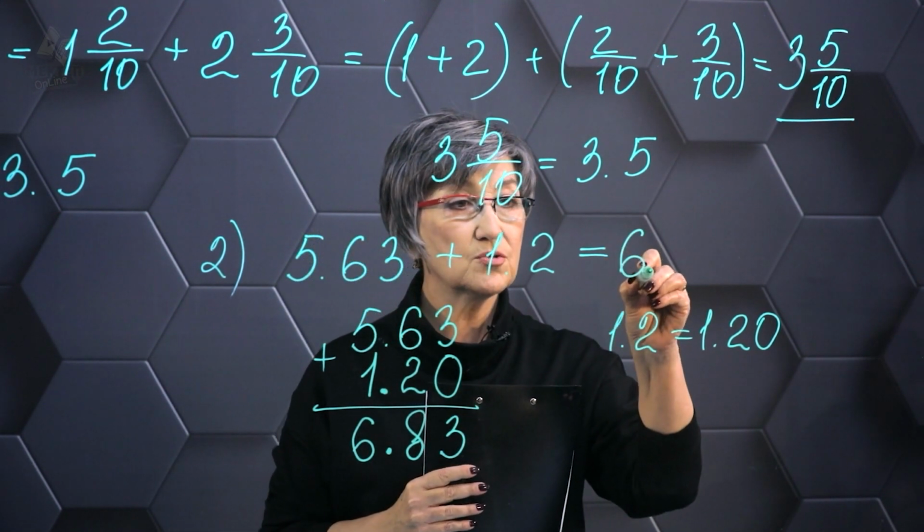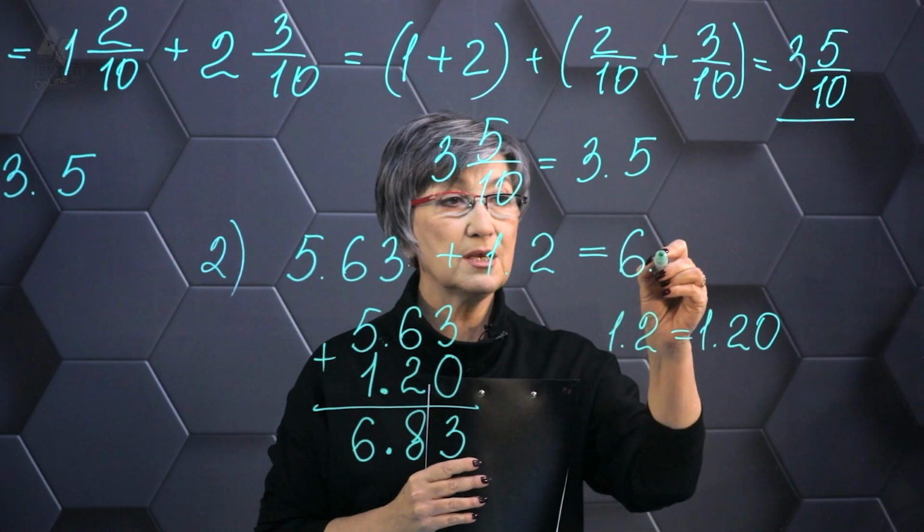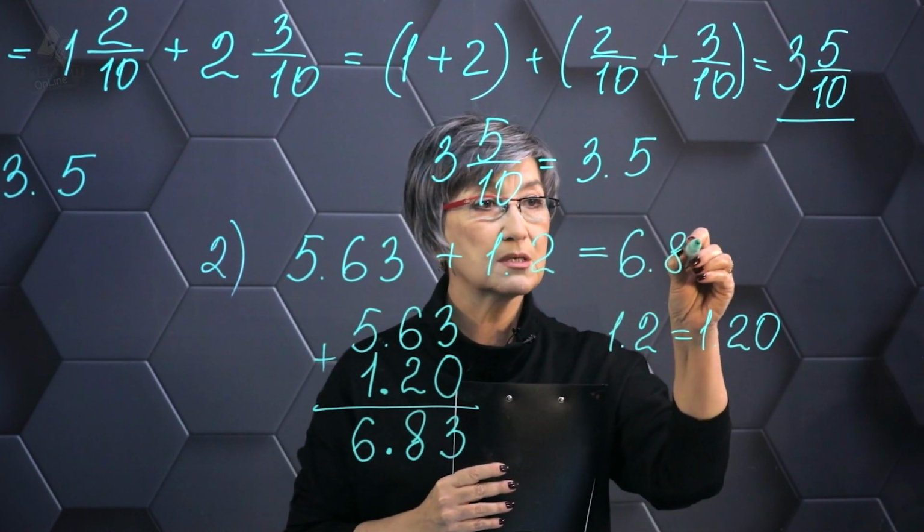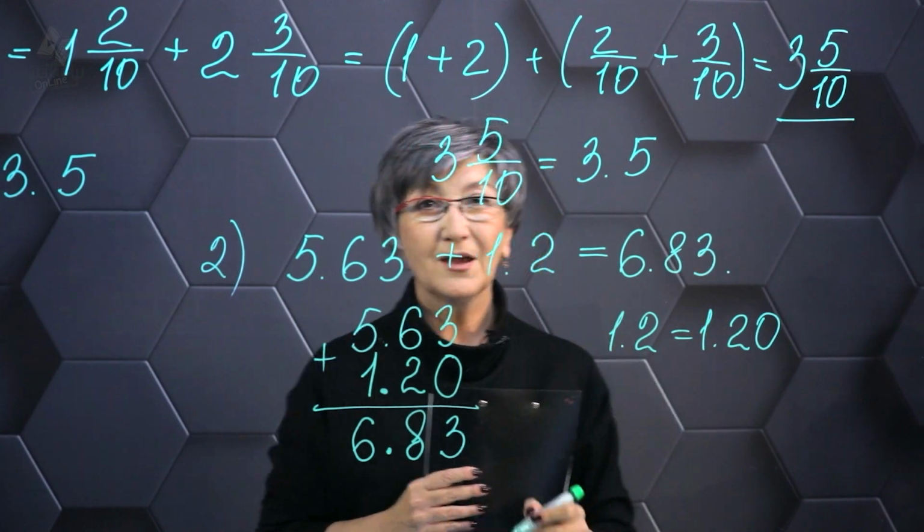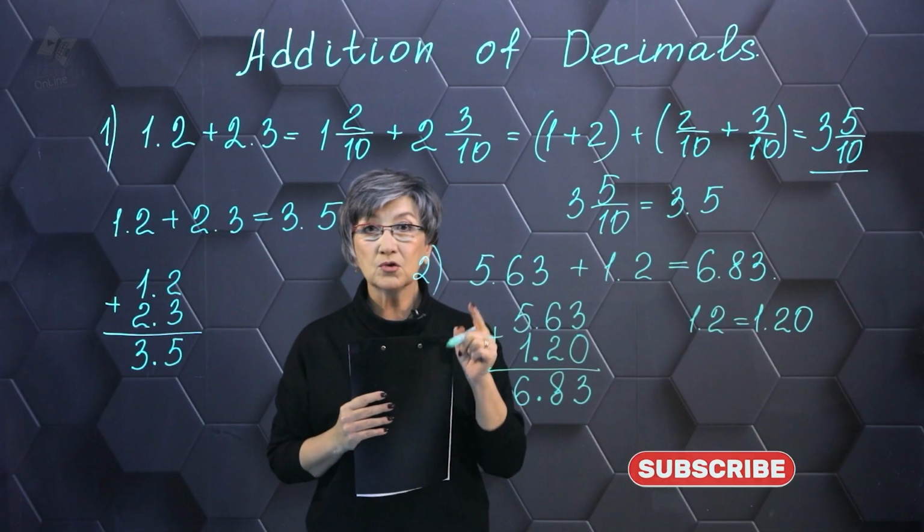I'm going to write down the result of our addition, which is 6.83. Guys, let me explain the rule for adding decimal fractions.